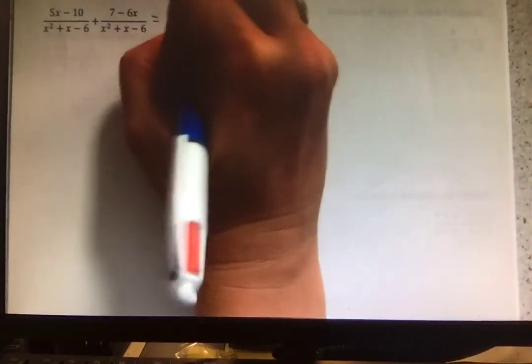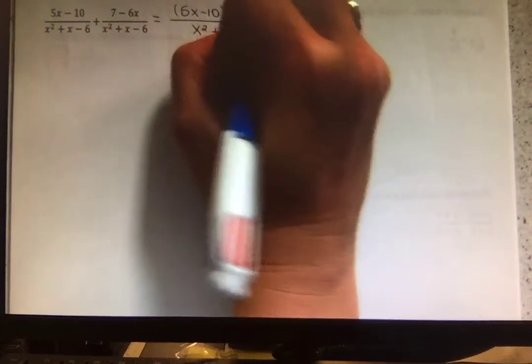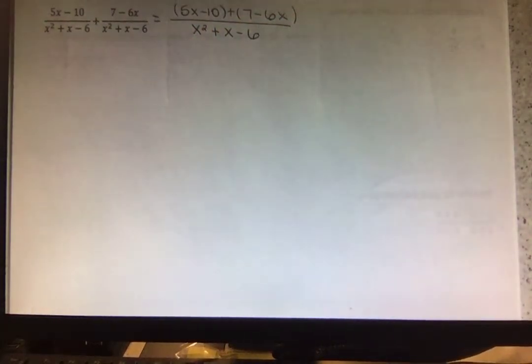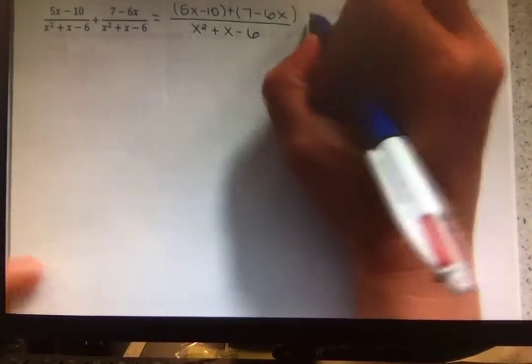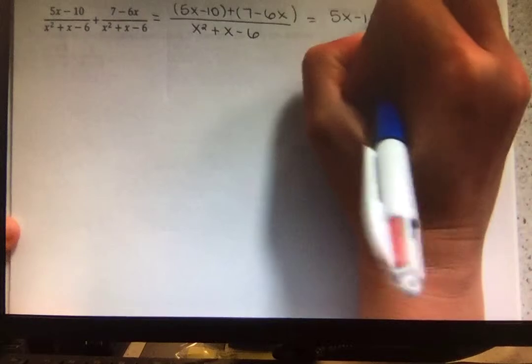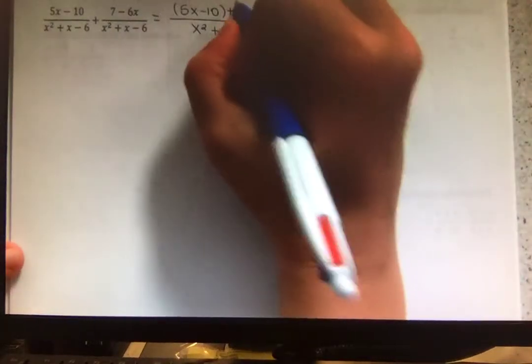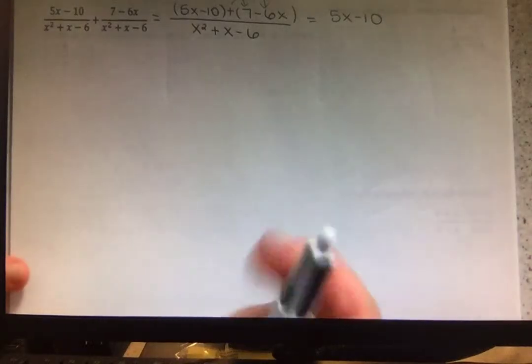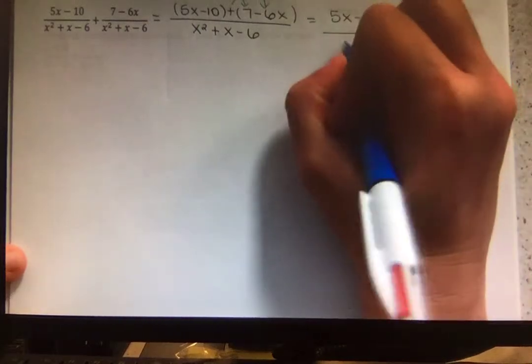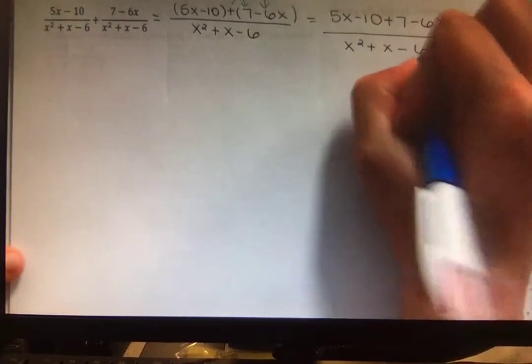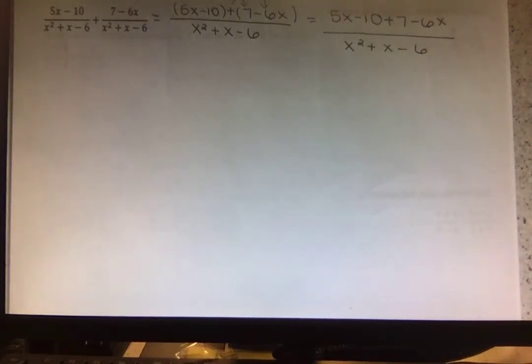On the top we have 5x minus 10 plus 7 minus 6x. Notice they are their own fractions, so that's why I put them as their own factors in parentheses. What is out front of this first set of parentheses to distribute? Nothing, it's a positive 1, so it's going to stay 5x minus 10. What is outside of the second set of parentheses to distribute? Same thing, positive 1, so it's going to stay plus 7 minus 6x all over x squared plus x minus 6. So like we talked about, we have to simplify the top first.